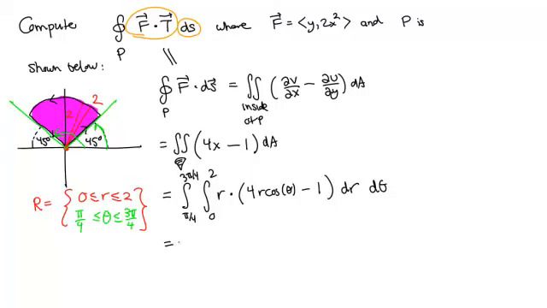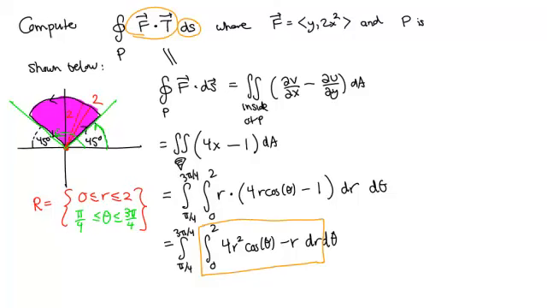And so if we clean this up, this becomes the iterated integral from pi over 4 to 3 pi over 4 times the integral from 0 to 2 of 4r squared times the cosine of theta minus r dr d theta. And so we don't have to do any kind of line integrals or parameterizations whatsoever. Let's first focus on this inside iterated integral. Getting an antiderivative with respect to r, we would have 4/3 r cubed times the cosine of theta minus 1/2 r squared, evaluated from 0 to 2.